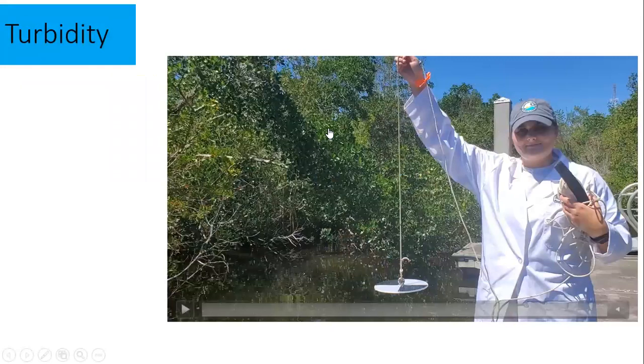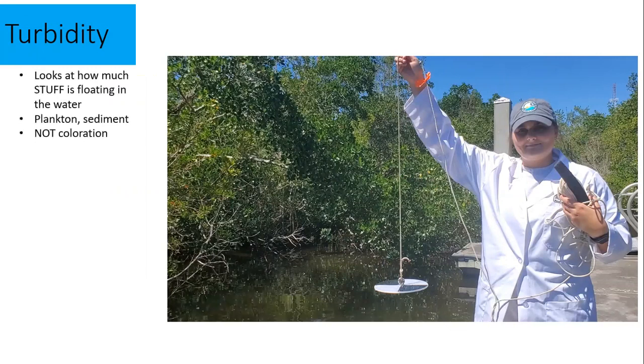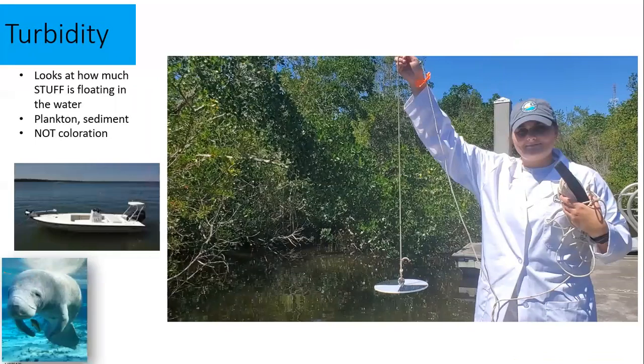Our next parameter is turbidity, and turbidity looks at how much stuff is floating in the water. So this could be plankton, it could be sediment. This does not refer to the coloration. And this is a really tricky parameter on its own, because it can be affected by what's going on in the water. If you have a lot of waves going on, that's going to be stirring things up and increasing the turbidity. If you have a manatee or a boat swim by, that's going to stir up the turbidity.